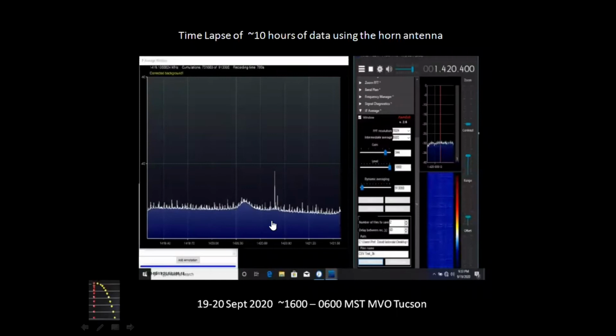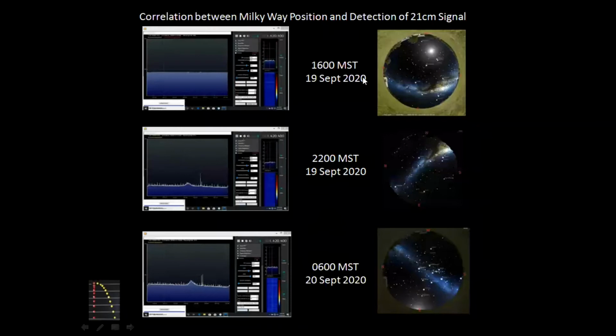Okay. So what I did was I used Stellarium to synchronize the time that you're looking at the trace. And so this was at 1600 Mountain Standard Time. The antenna is pointing straight up, and here's the Milky Way, okay? At 22 hours, you start seeing these bumps. The Milky Way is now within the field of view of the radio telescope. And here you have a nice big strong signal 10 hours later as the rest of the Milky Way is passing through the horn.